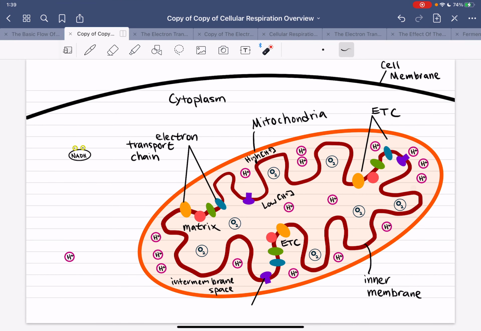So, what are the purple blobs? Those represent ATP synthase. I drew 3 of them. There are many more than 3 located on the inner membrane, but I don't want to draw more than 3. So that's what it is.